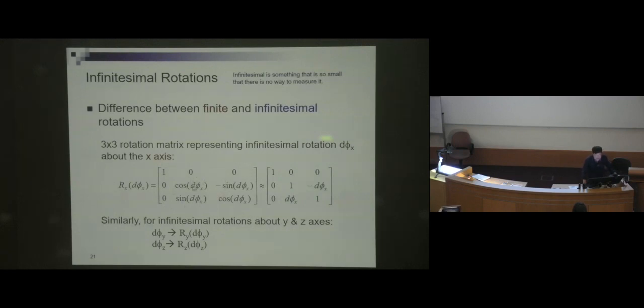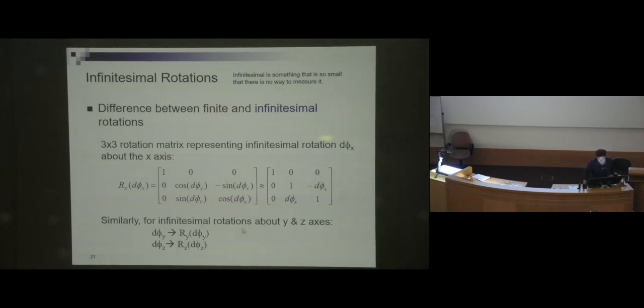When this is very small, the angle is almost 0, so the cosine will actually be 1. So you have a 1 over here. And when you have the sine of a very small angle, almost zero, you get the angle by itself. So you have this angle over here, and the cosine is equal to 1. So you have this rotation matrix equal to this.